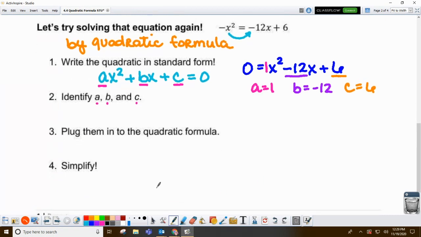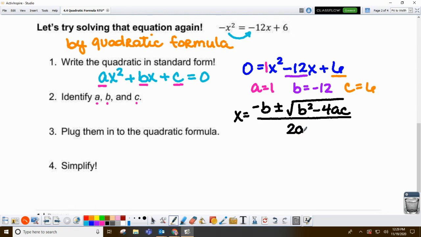So now our quadratic formula is x equals negative b plus or minus the square root of b squared minus 4ac, all divided by 2a. I'm going to do my best to color code these as I'm plugging them in. So everywhere there's a b, I'm going to put a negative 12. This actually says negative b, so all that means is the opposite of what b is. So up here, b is a negative 12, which means negative b would end up being a positive 12.